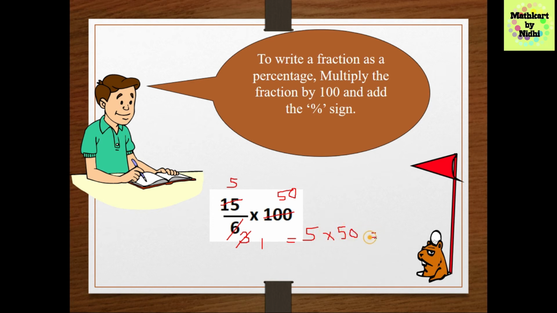So the answer has become 5 fives are 25, 250 percentage. Okay, so like this we need to do it. Let us see one more example.